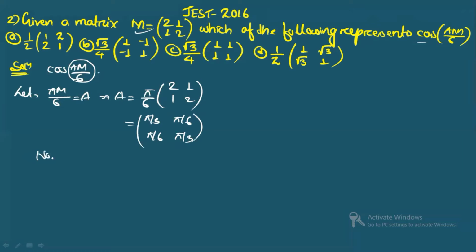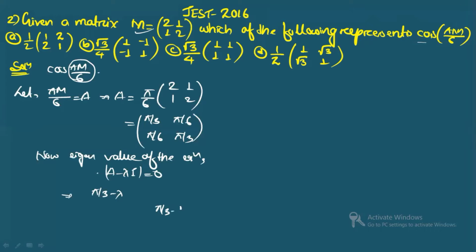So the eigenvalue equation is A minus lambda I, where I is the identity matrix, equal to 0. So from here, I can write it as pi by 3 minus lambda, and this also pi by 3 minus lambda. This will be pi by 6, this is also pi by 6, and it is equal to 0.